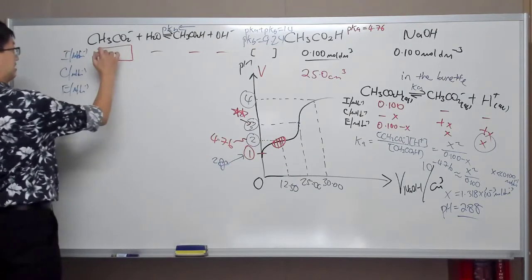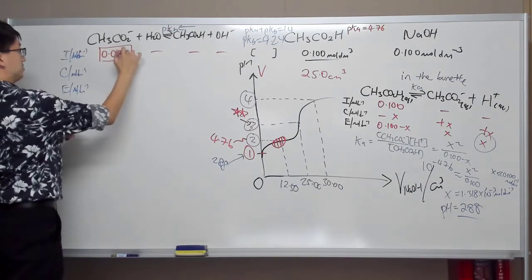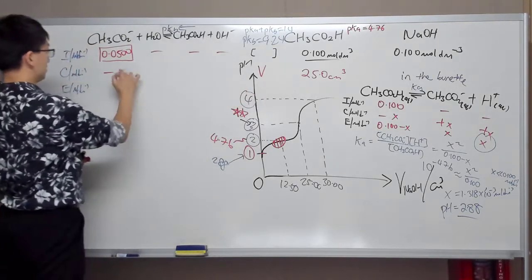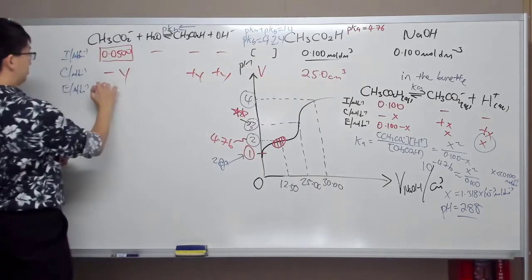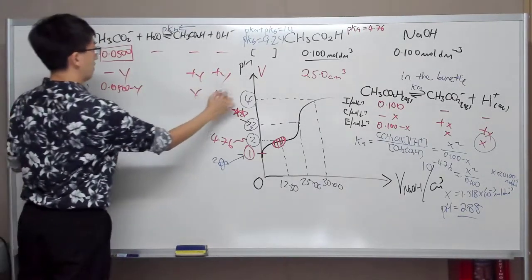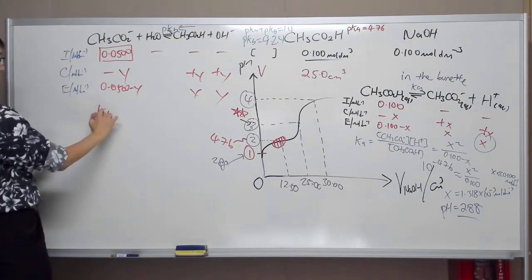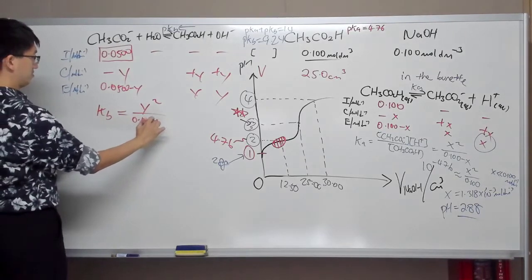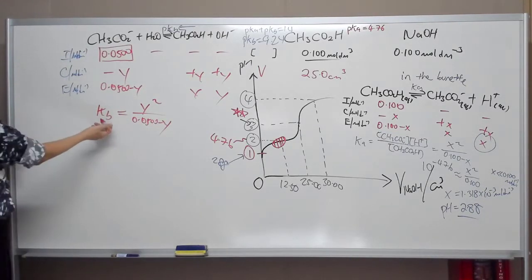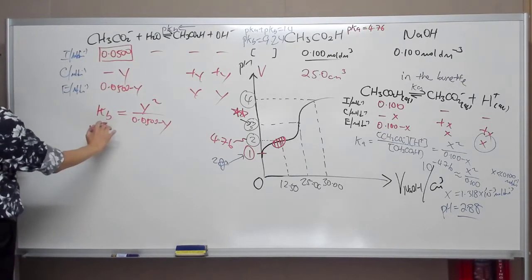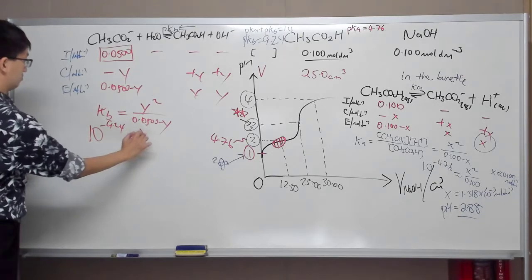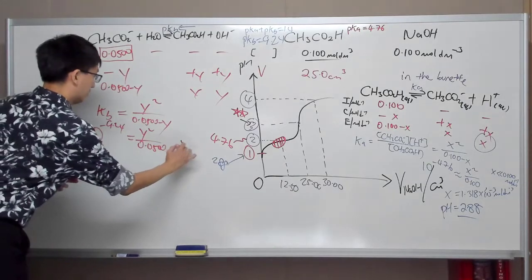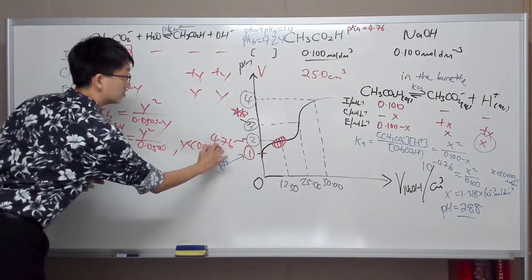So in this case, the concentration will be 0.0500. I avoid using X. I should be using Y in this case because X has been used. So 0.0500 minus Y, and then Y and Y. Of course, we are defining Kb. So Kb is equal to Y squared over 0.0500 minus Y. We can easily determine Kb from pKb, so that will be 10 to the power of minus 9.24 equals Y squared over 0.0500. The assumption we make here is that Y is much smaller than 0.0500.